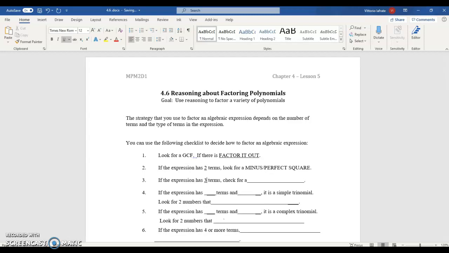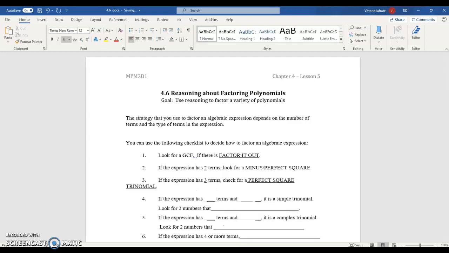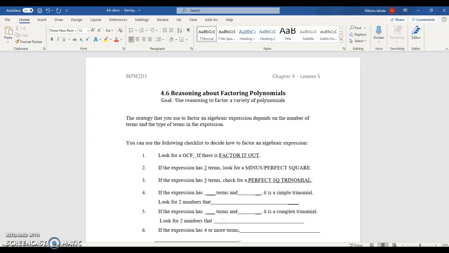If the expression has three terms, let's check to see if it's a perfect square trinomial. Perfect square trinomial. I'll just write it SQ. If the expression has three terms and an a that's equal to 1, then it's a simple trinomial.